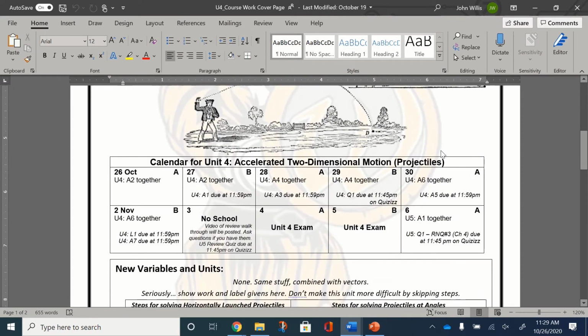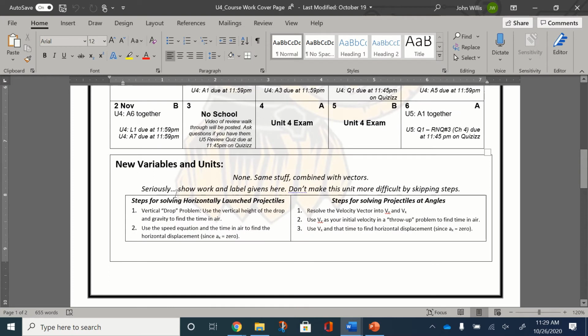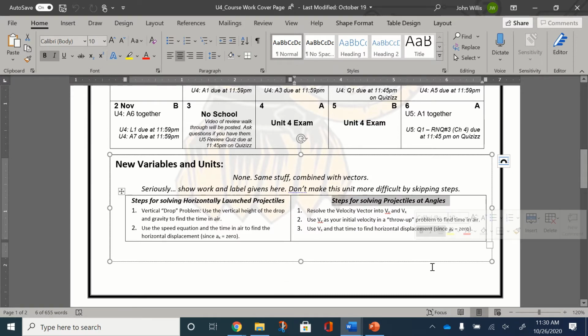There's going to be a couple of steps, but I don't want you to feel overwhelmed. So before I get too far into it, I want you to notice that you have the steps required for all of your horizontally launched projectile problems and the steps for your projectiles at angles. What follows in the packet are going to be examples of how we use these, but these are the steps we're always going to use.